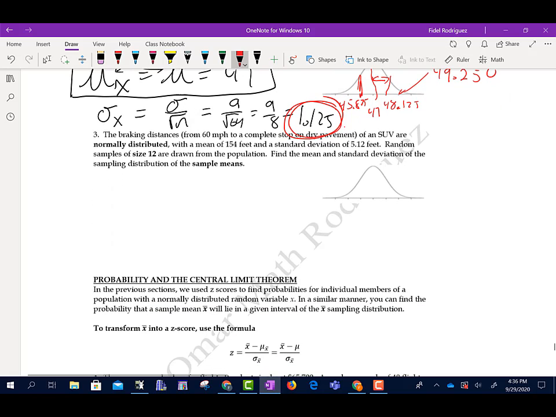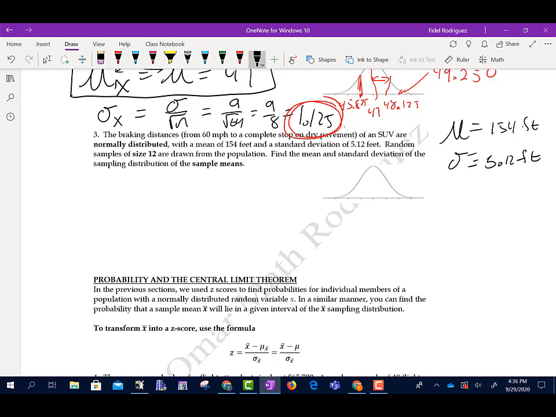All right. So let's take a look at the third problem. It says the braking distances from 60 miles an hour to a complete stop on dry pavement of an SUV are normally distributed, with a mean of 154 feet and a standard deviation of 5.12 feet. Okay, so that tells me my population mean is 154 feet. My standard deviation is 5.12 feet.